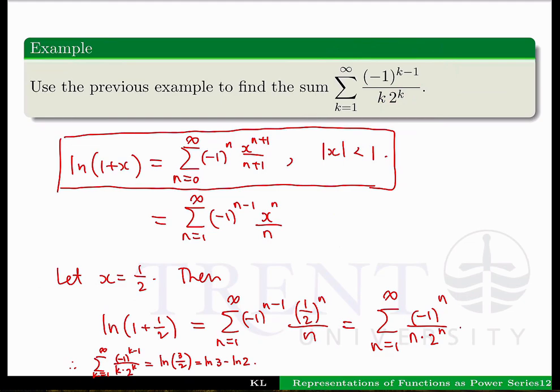So what does this mean? I can ask for actual values of series, but only when we know the power series representation of the function, right?